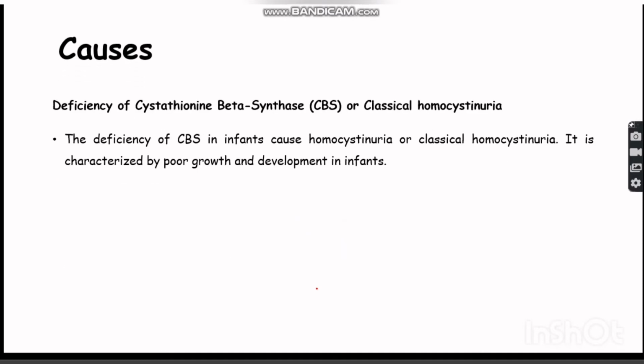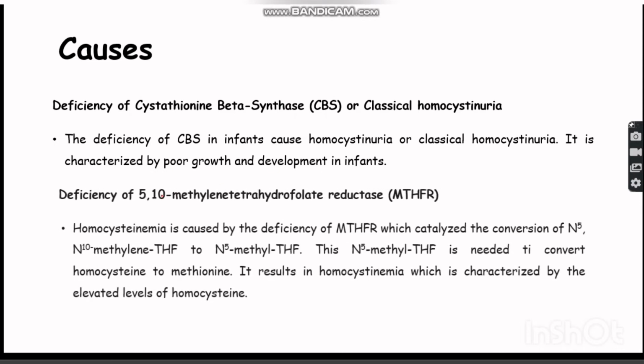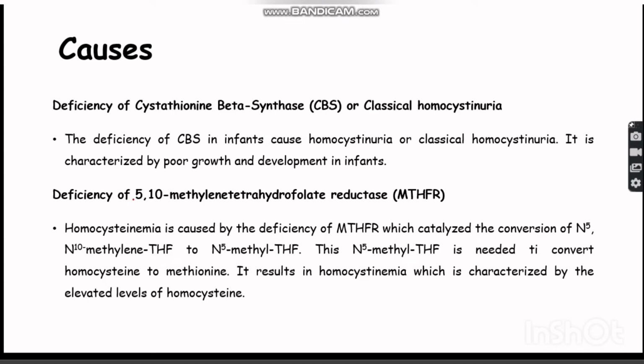So what are the causes? As I've told you, in classical homocystinuria there is the absence of cystathionine beta synthase, and it is characterized by poor growth and development in infants. Or there might be deficiency in the 5,10-methylene tetrahydrofolate reductase enzyme in homocystinemia, which is caused by deficiency of MTHFR, which catalyzes the conversion of N5,N10-methylene tetrahydrofolate to N5-methyl tetrahydrofolate, which is needed to convert homocysteine to methionine. It results in homocystinemia, which is characterized by elevated level of homocysteine.